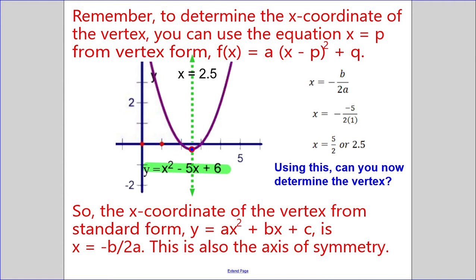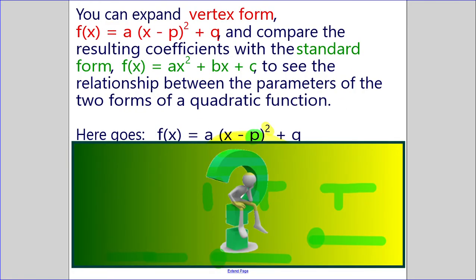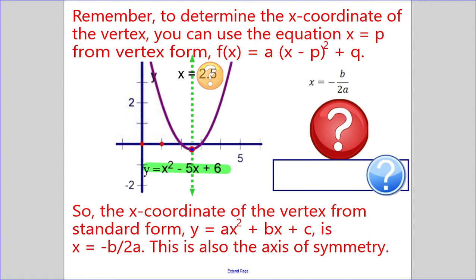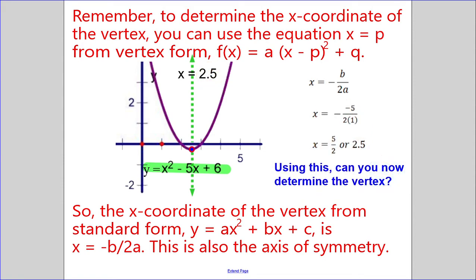So the x-coordinate of the vertex, from our standard form, is minus b over 2a, which also makes our axis of symmetry. So to determine the vertex, let's plug 5 over 2, or 2.5, into our equation, go through and solve, and see what you end up with for your y value. We can either plug that back in, or like I said before, use c minus ap squared, and that also gives us the same answer. I kind of like the 2.5, it's a little bit easier, so give it a try and come back when you're ready to go through it.